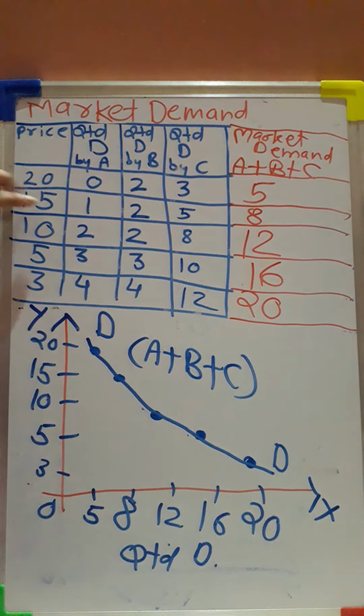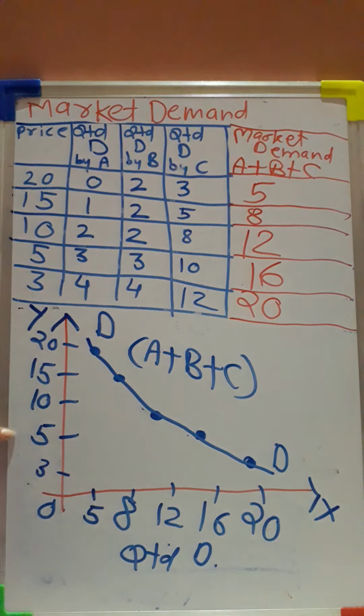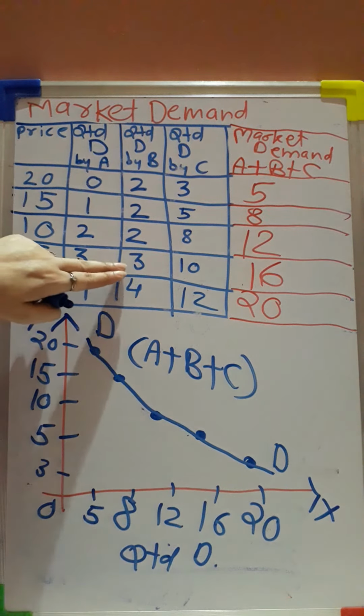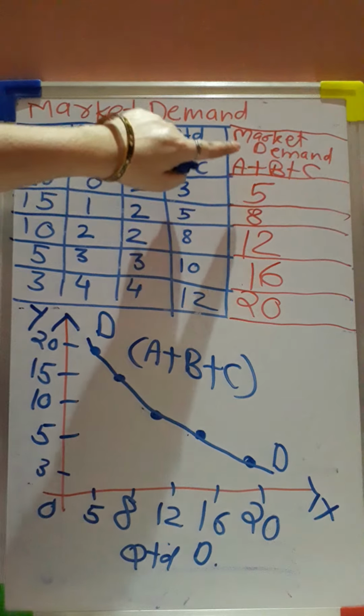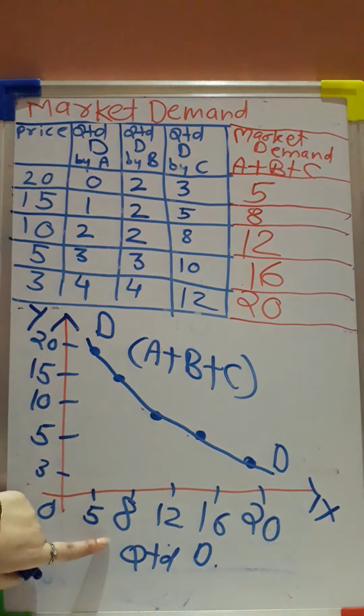So in this way you can solve the sum, and on the basis of the sum you can draw the diagram. See student, keep in mind, for market demand you don't want to write separate demand of each and every individual. Only the market demand addition you have to write on the x-axis. I hope there is no doubt in the market demand concept.